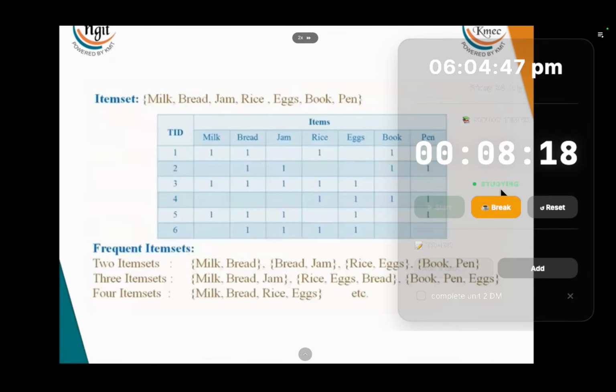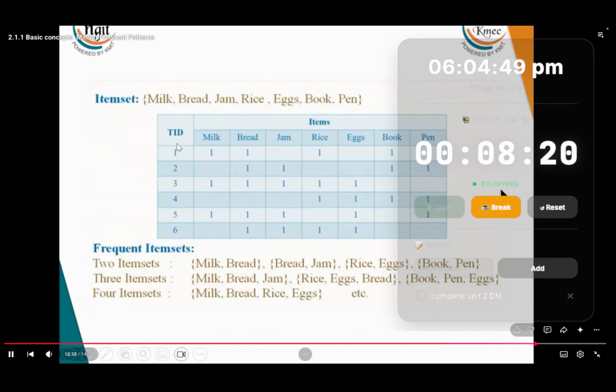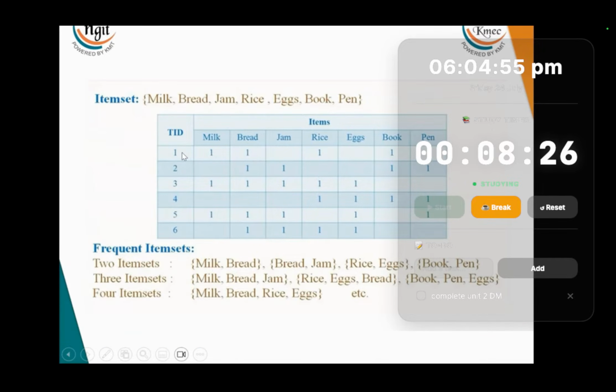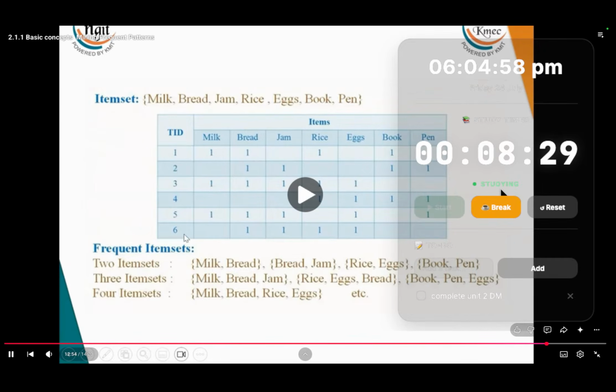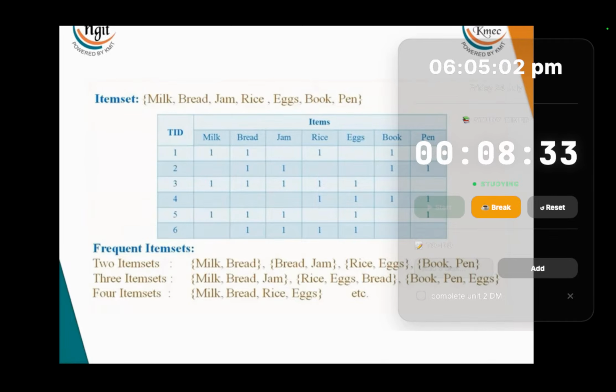So look at this example here. 1 represents that in transaction ID 1, milk is purchased. For bread, here it is 1, which means that in transaction 1, bread is purchased. If nothing is represented, it means that in transaction ID 1, it is not purchased. It is similar for all the transactions. So here, whatever item sets are created, the frequent item sets can be 2 item sets, 3 item sets, or n item sets.